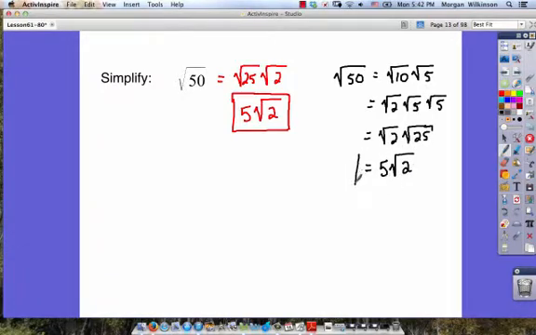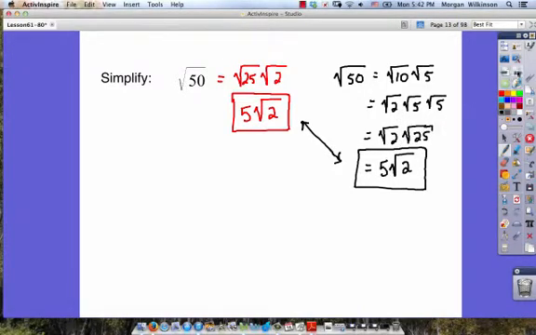When we have a problem like this, we'll always write our whole number part out first before we write our square root part. But we got the same answer either way, so it doesn't matter which method you choose. But if you choose the square root of 25 first, it's only one more step. Whereas if you chose the square root of 10 and the square root of 5 first, you've got a couple of steps till you get to your answer.